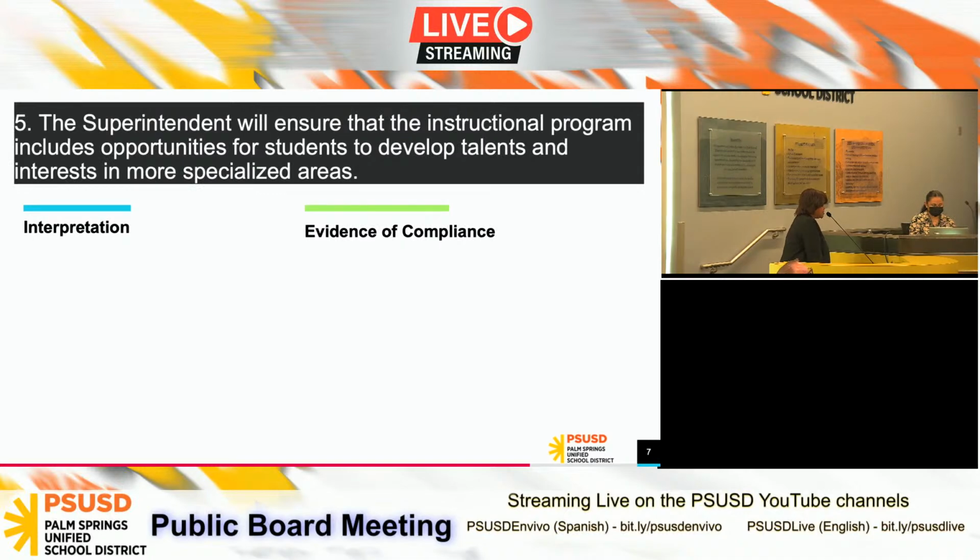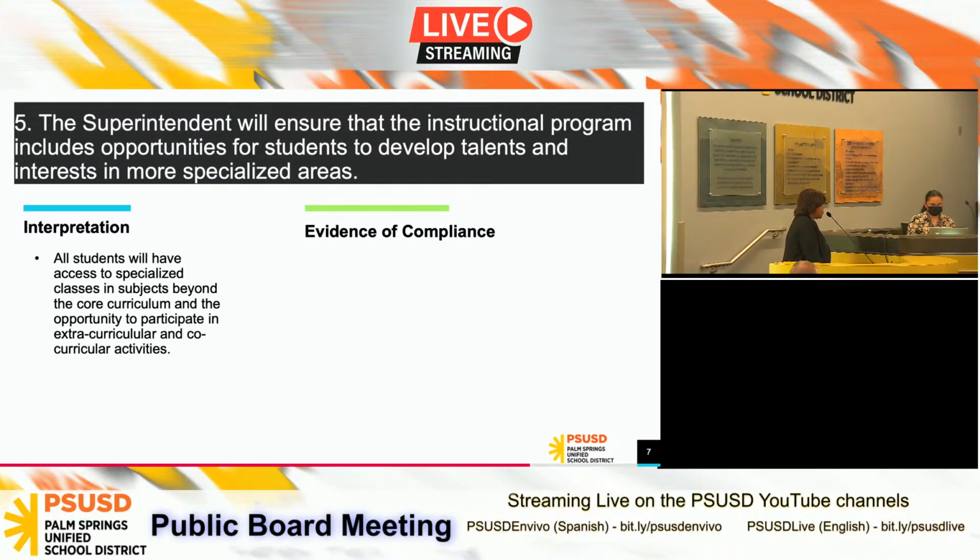Number 5, the superintendent will ensure that the instructional program includes opportunities for students to develop talents and interests in more specialized areas. We interpret this to be that all students will have access to specialized classes in subjects beyond the core curriculum and the opportunity to participate in extracurricular and co-curricular activities.